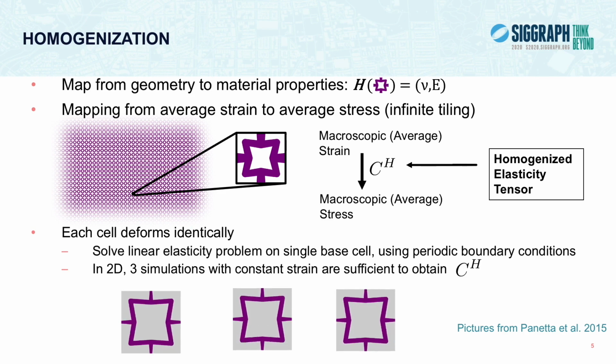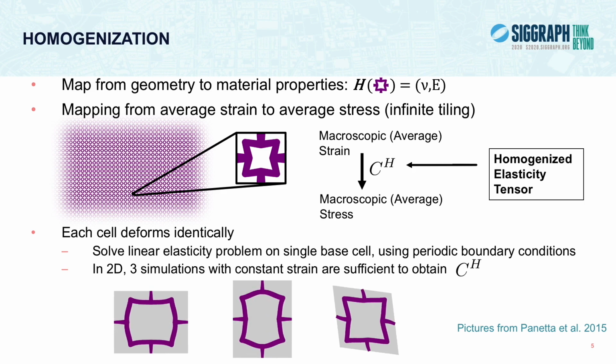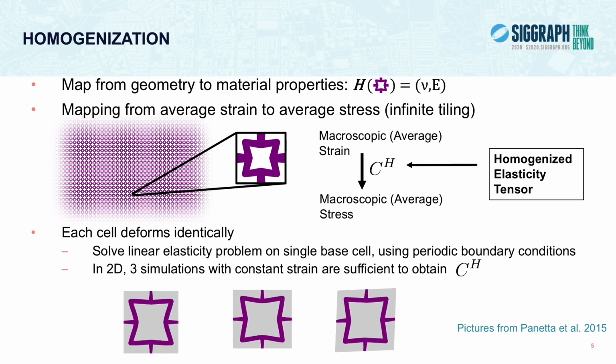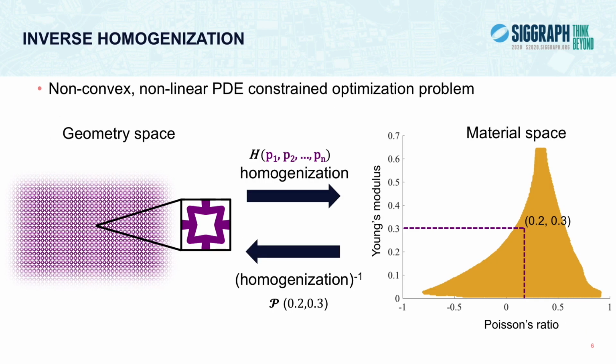Because we use an infinite tiling and each cell behaves the same way, we can obtain these homogenized tensors by applying tension and shear test strains on single cells using periodic boundary conditions and computing the average deformation. In our case, in 2D, only 3 simulations are sufficient to obtain the tensor CH. Because we want to construct a table for looking up geometry based on desired effective material properties of a cell, we are interested in the inverse operation of homogenization. Given a material point, here described as a pair of numbers, Poisson's ratio and Young's modulus, we want to obtain its corresponding geometry using an inverse map.